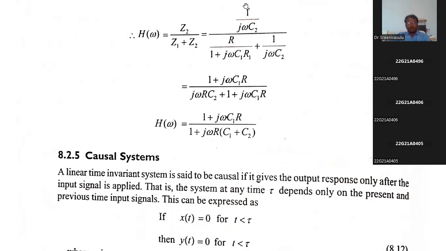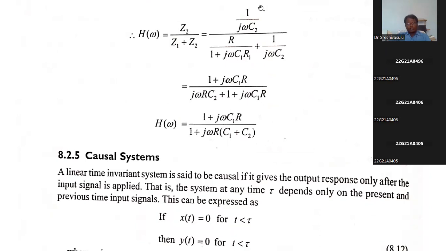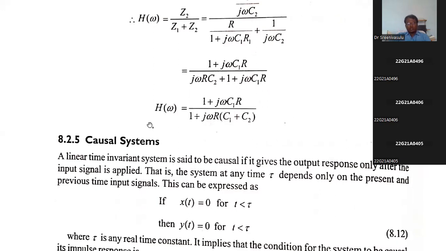What is Z2? 1 divided by J omega C2. This derivation is very easy if you do it in the Laplace domain compared with the frequency domain, because it is simply 1 by C S2. Wherever we have J omega, we write S instead, so we can easily apply it. Anyway, you take the LCM and simplify, and finally you get H of omega. That is the transfer function of the system.